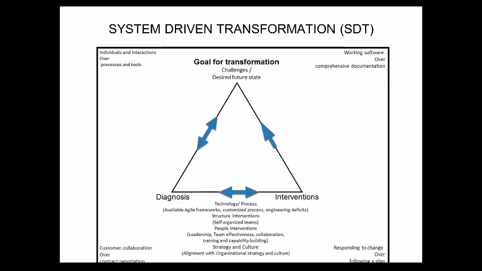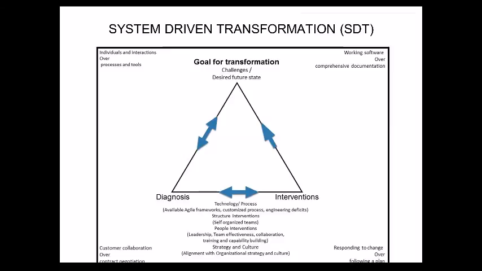Okay, so the next step is diagnosis. Diagnosis is a phase to understand the current situation with respect to the goal, right? Most often what we do as agile coaches is we observe what is seen, what we can see, what is missing in the system, which is stopping them from achieving the goal. That is mostly from the technology and process.